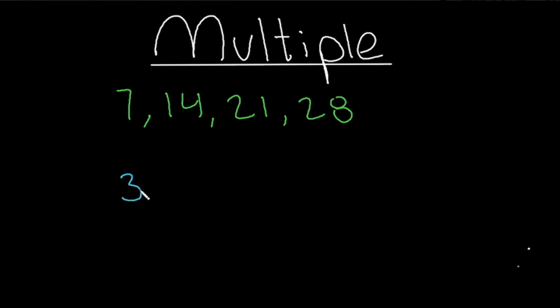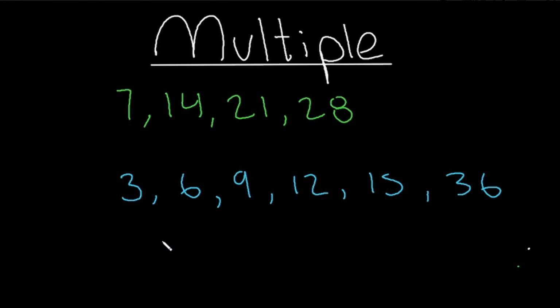If we needed to find multiples of 3, we would just keep adding 3. So 3 plus 3 is 6, plus 3 is 9, we have 12, and 15. We'd also skip and just do 3 times 12, and we'd get 36. And these are all multiples of 3. If you divide any of them by 3, you will get an integer.